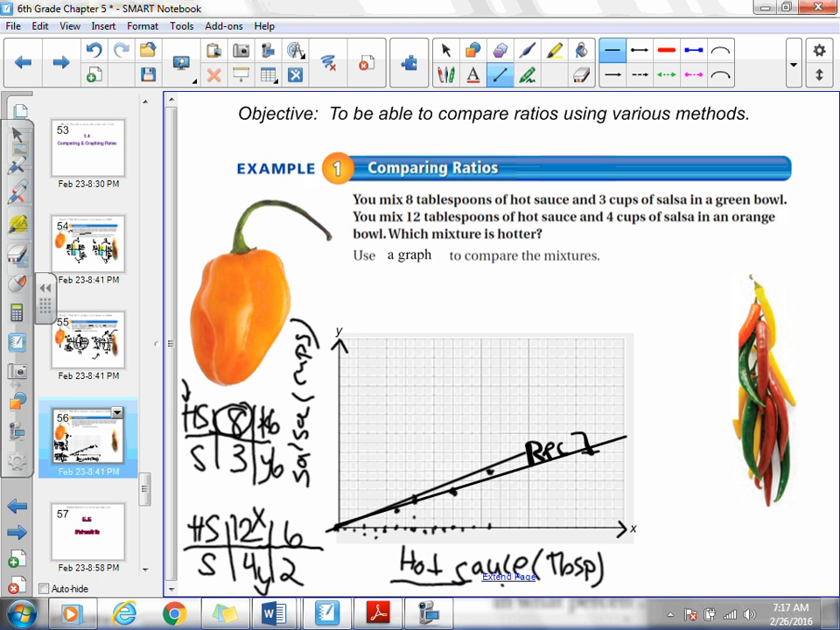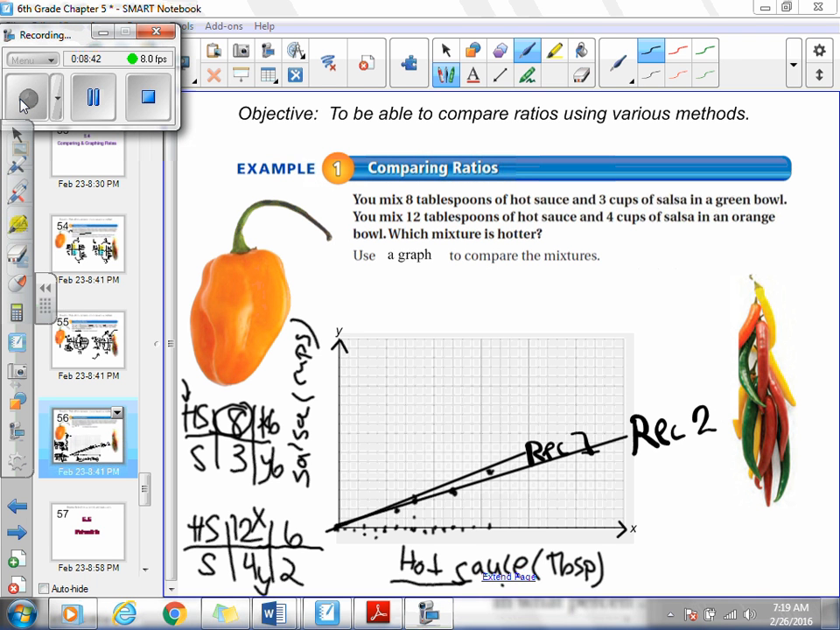Okay, so these lines are really close. I'm just going to extend that out farther here so I can write by it. There's our recipe 2. Once we have these graphed, we can see that recipe 1, since the line here is steeper, the y number is increasing faster. So the amount of salsa is increasing more than it is in recipe number 2. So if the amount of salsa is increasing more in recipe 1, that means it's going to be less hot. The more salsa it has in it and the less hot sauce, the less hot it will taste.